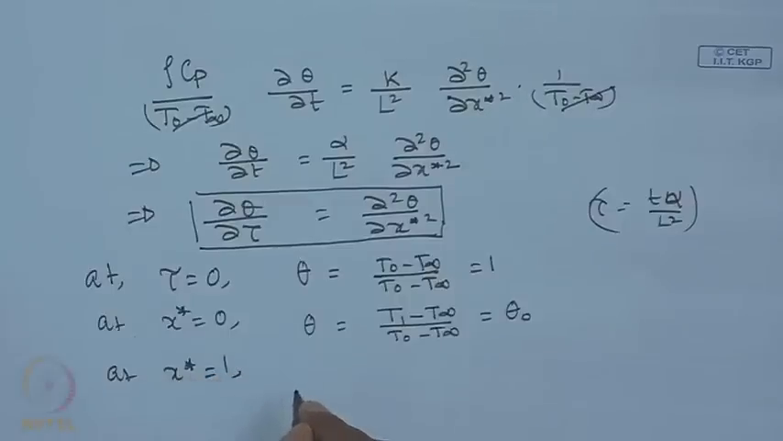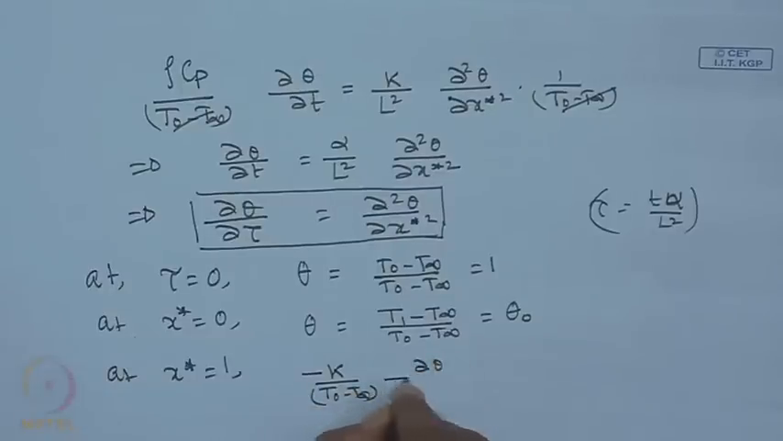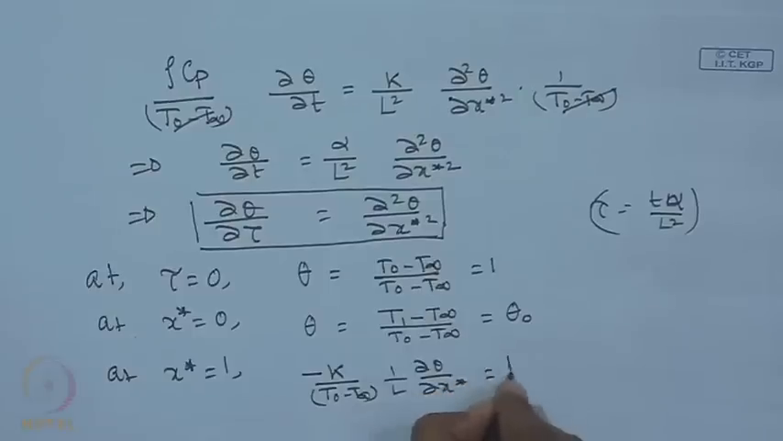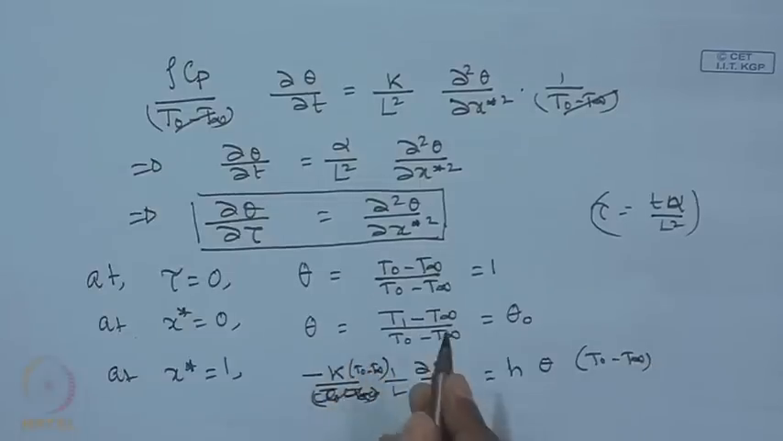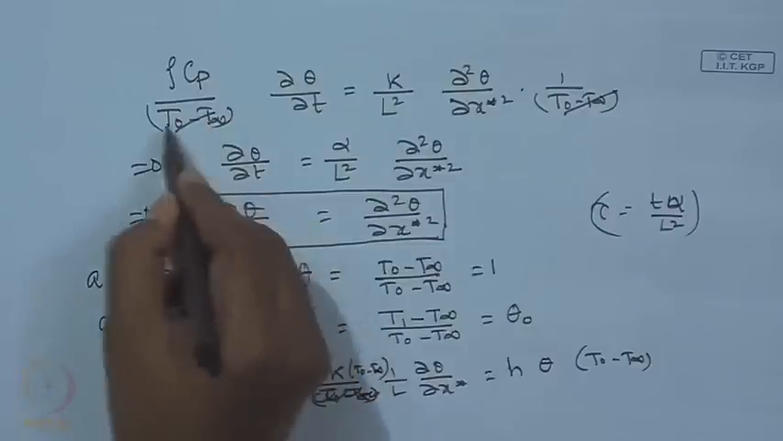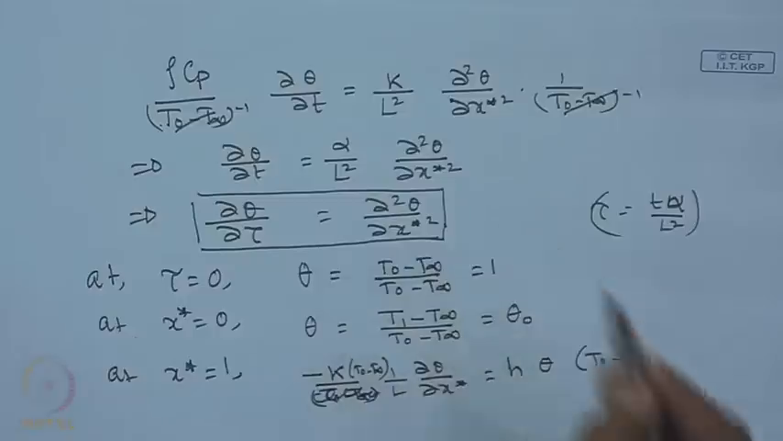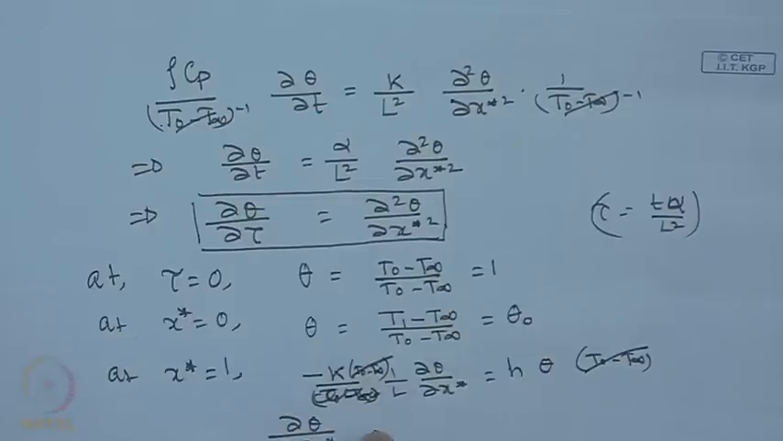And at x star is equal to 1, we will be having minus k del T, where del T means 1 over T 0 minus T infinity del theta, del x means L del x star, so 1 over L del x star, is equal to h times T minus T infinity. We are writing T minus T infinity as theta into T 0 minus T infinity. So, T 0 minus T infinity will be coming in the numerator. So, they will be cancelling out, it does not matter. So, you will be having del theta del x star plus h L over k times theta is equal to 0.